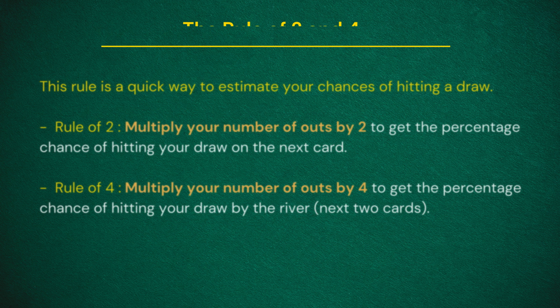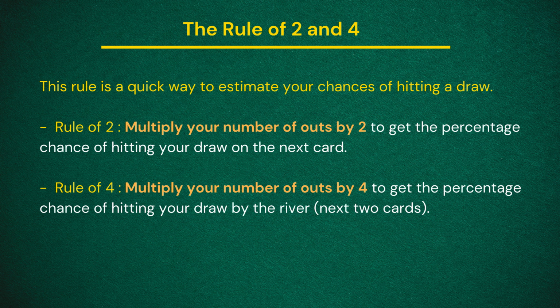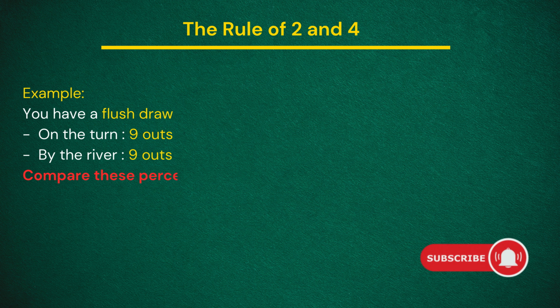The rule of 2 and 4. This rule is a quick way to estimate your chances of hitting a draw. Rule of 2: multiply your number of outs by 2 to get the percentage chance of hitting your draw on the next card. Rule of 4: multiply your number of outs by 4 to get the percentage chance of hitting your draw by the river, with the next 2 cards. Example: you have a flush draw with 9 outs.